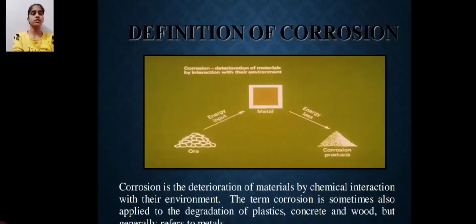And the definition of corrosion. Corrosion is the deterioration of materials by chemical interaction with the environment. The term corrosion is sometimes also applied to the degradation of plastics, concrete and wood, but generally refers to metals.